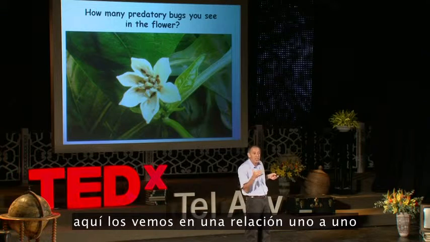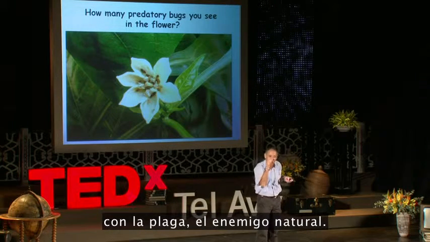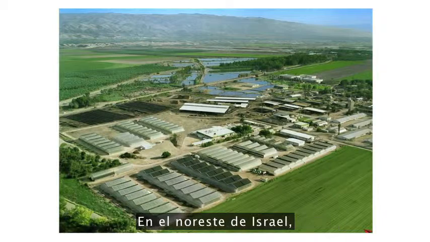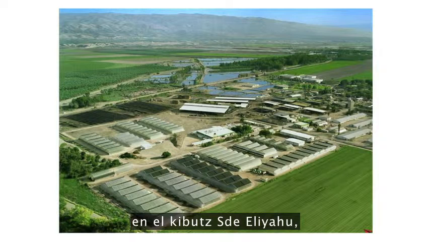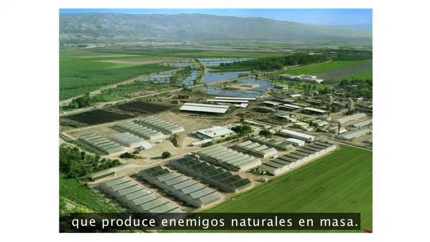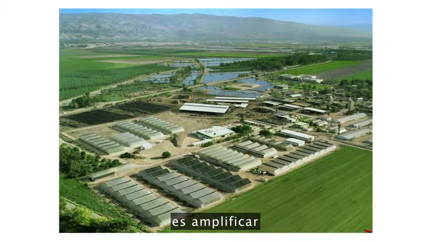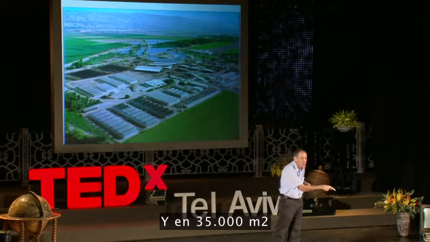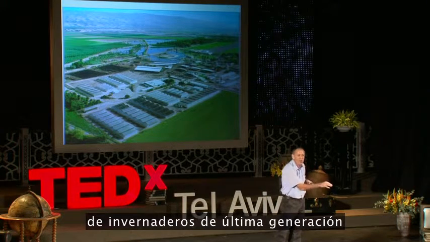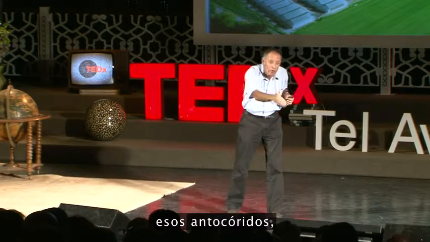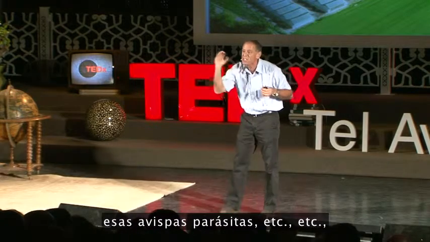But again, here you saw them on a one-to-one basis, the pest, the natural enemy. What we do is actually this. In northeast Israel, in Kibbutz Eliyahu, there is a facility that mass produces those natural enemies. In other words, what we do there, we amplify the natural control or the biological control phenomenon. And in 30,000 square meters of state-of-the-art greenhouses, there we are mass producing those predatory mites, those minute pirate bugs, those parasitic wasps, etc., etc.